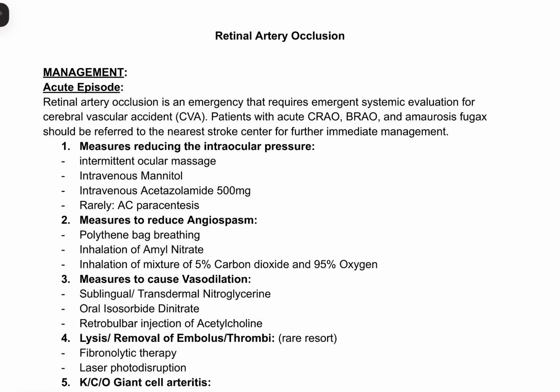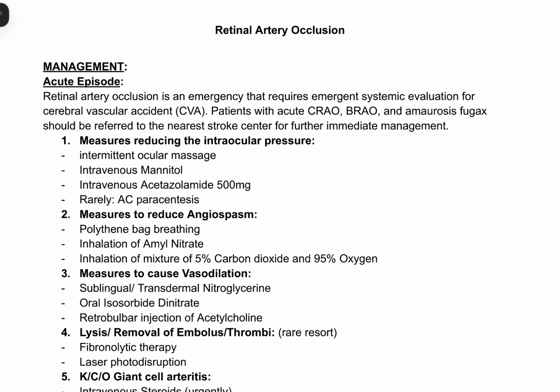Next, coming to the most important, your management. So let me discuss management very slowly and clearly. Acute episode. Retinal artery occlusion, when you are getting a case, it is an emergency. You need to remember that this is an emergency, and that requires systemic evaluation also for cerebrovascular accident, because stroke can be there in the same patient. The same patient can be having MI. The same patient can be at risk of having a stroke or MI. So if you have a patient with acute CRAO or BRAO or amaurosis fugax, you need to refer the patient to a stroke center for immediate management, because the patient can have a stroke also.